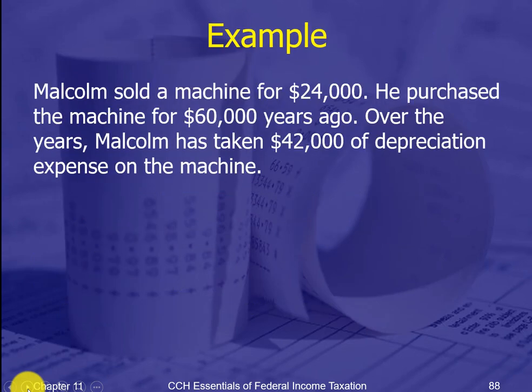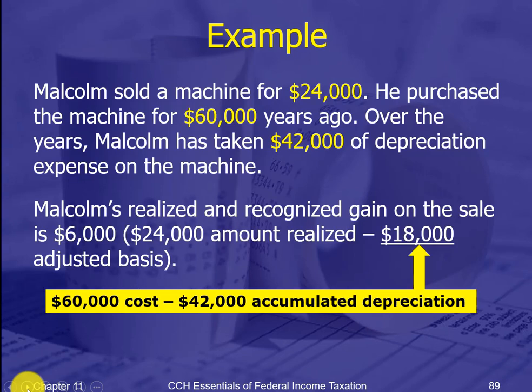So here's the example. Sold a machine for $24,000. We bought it for $60,000. We took $42,000 depreciation. So our current adjusted basis is $18,000, right? This is what we originally paid for it, minus the depreciation.